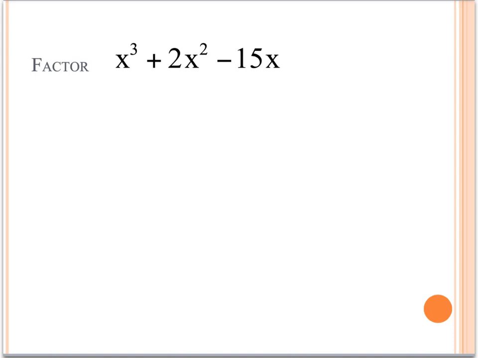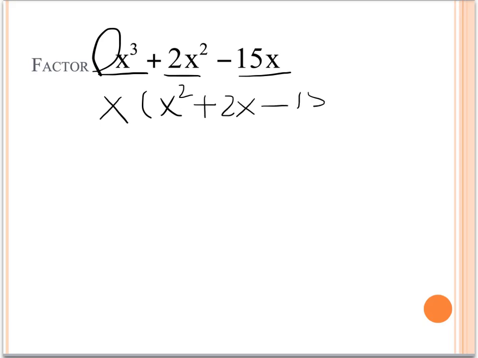So if we look at x cubed plus 2x squared minus 15x, remember, very first step, do not forget it, is to factor out the common monomial. If I look at x cubed, 2x squared, and 15x, the only thing that all three of them have in common as far as factors go is the variable x. There's no number in front of the x cubed, and 2 and 15 don't share a common factor. So the only thing we can factor out of all three is an x. If I take out an x, I'm going to be left with x squared at the beginning, then 2x in the middle, and then negative 15.